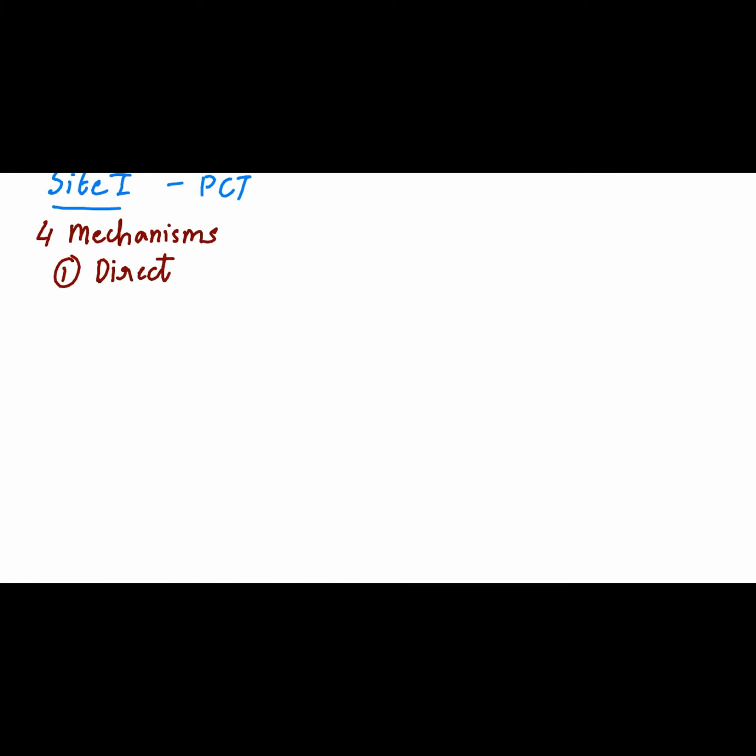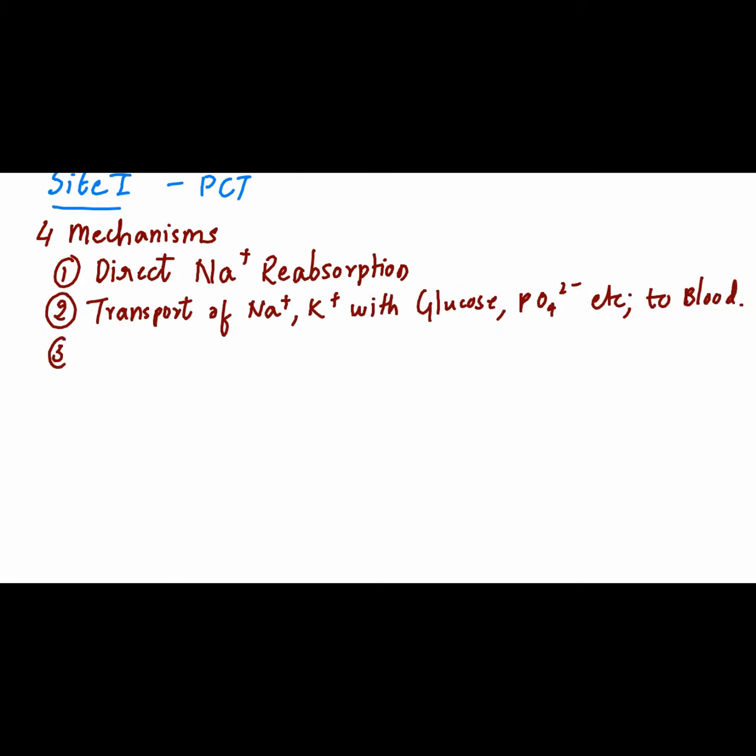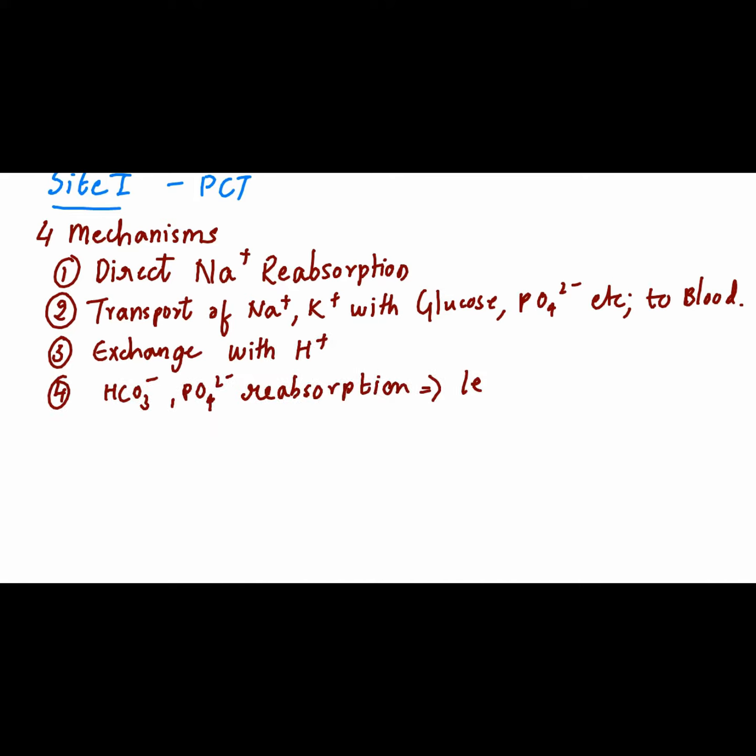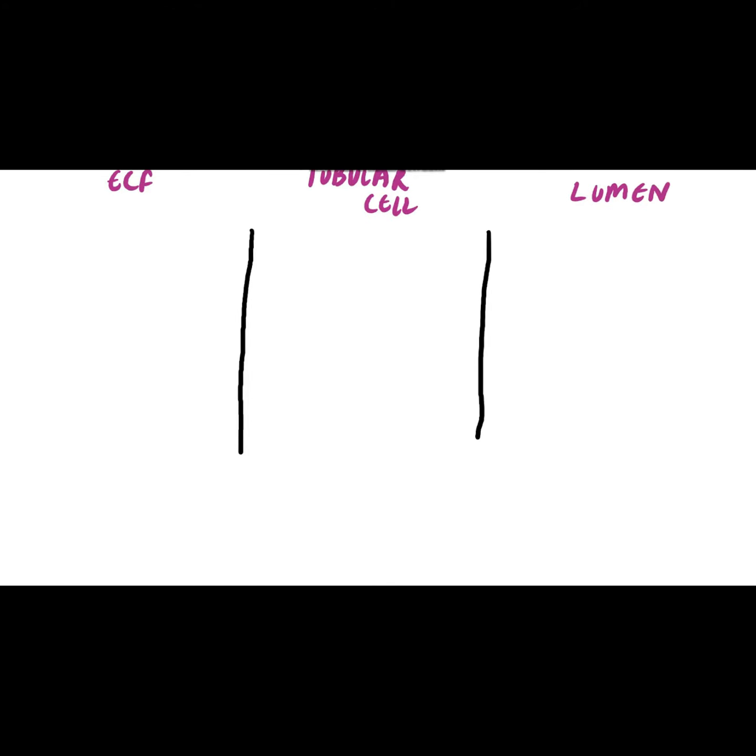Site 1, PCT. 4 mechanisms: direct sodium reabsorption, transport of sodium and potassium with glucose, phosphate ions are also reabsorbed. Next is exchange with H+, and another one is bicarbonate, phosphate and acetate reabsorption. They create passive forces for diffusion of chlorine. So now let's see what is exchange with H+.